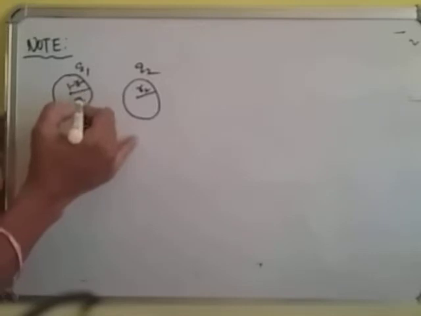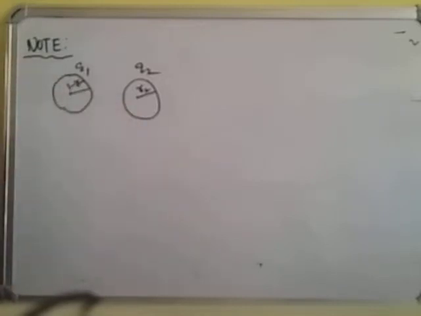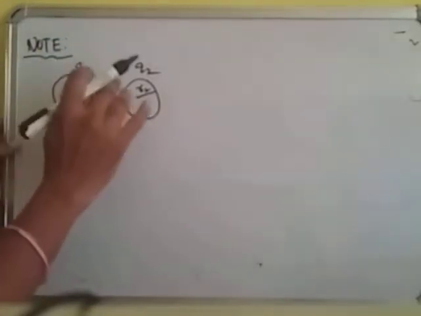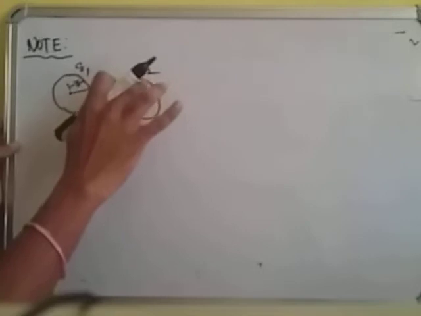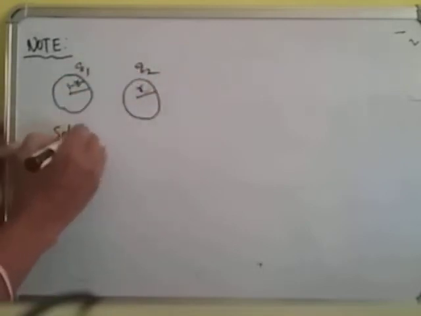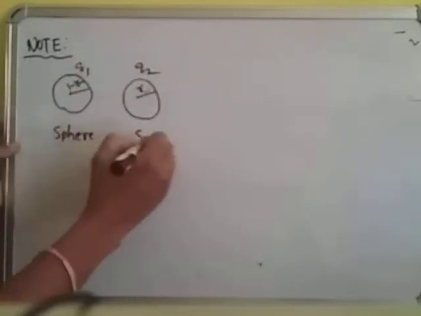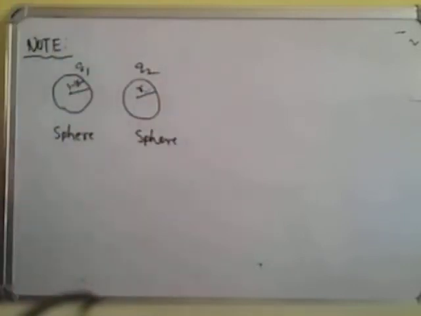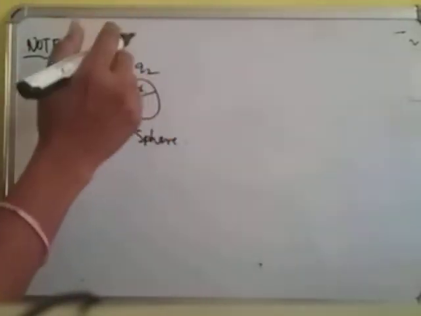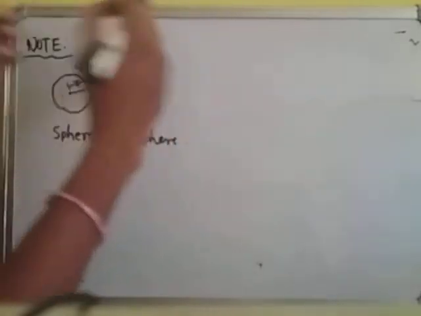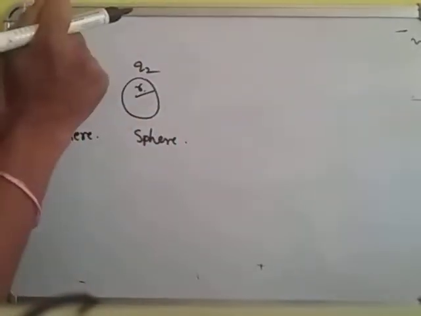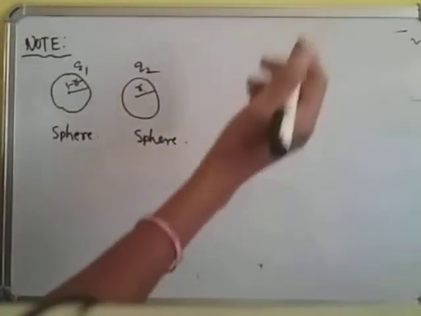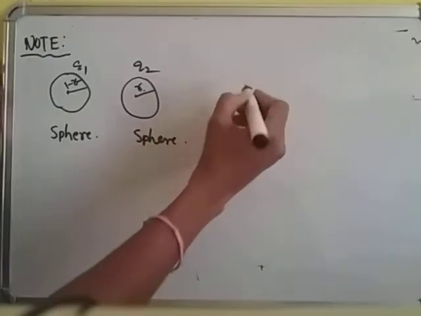Initially they have the charges q1 and q2, and they are identical spheres with the same radius but different charges. Now they are made to contact each other, and then separated. Then what are the new charges on the two spheres?